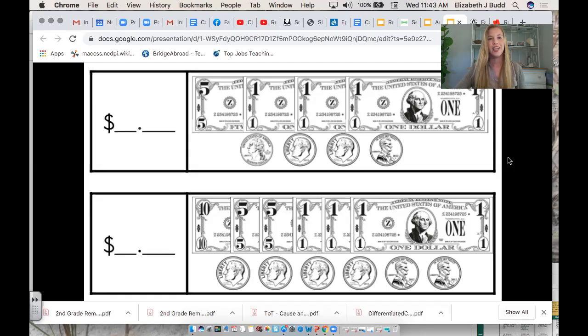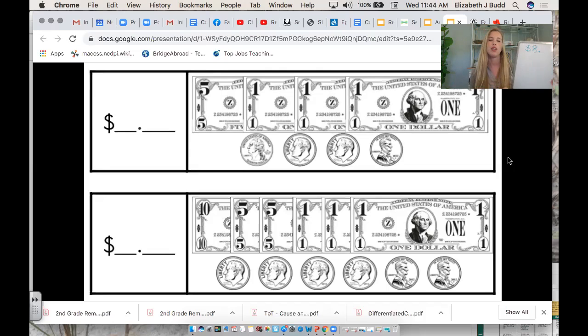All right, so looking at this problem, we have $5 plus $3. Well, that's something that I can do in my head. That's just regular old counting. So 5, 6, 7, 8. I have $8 here. So I'm going to go ahead and write that first. And then I'm going to put my decimal to separate my dollars from my cents.